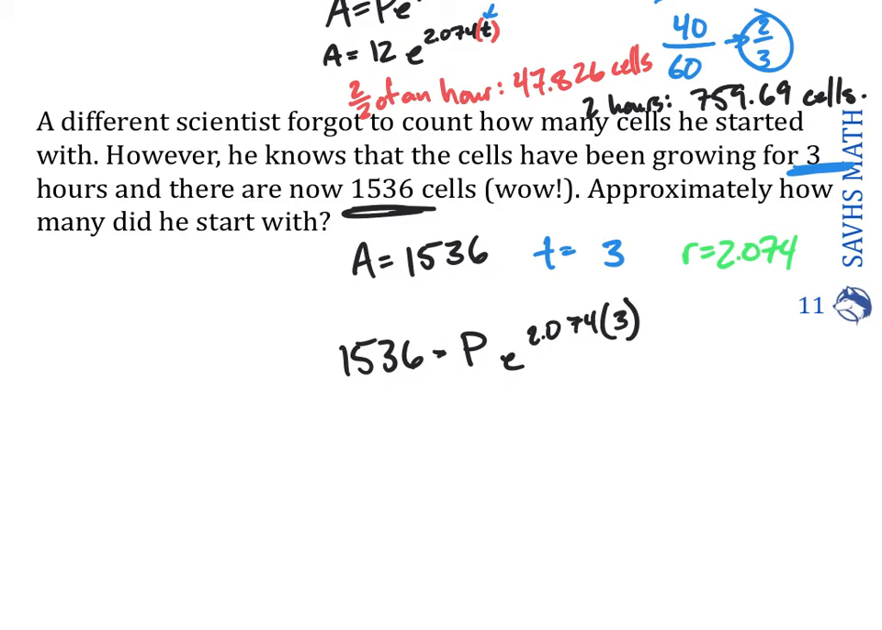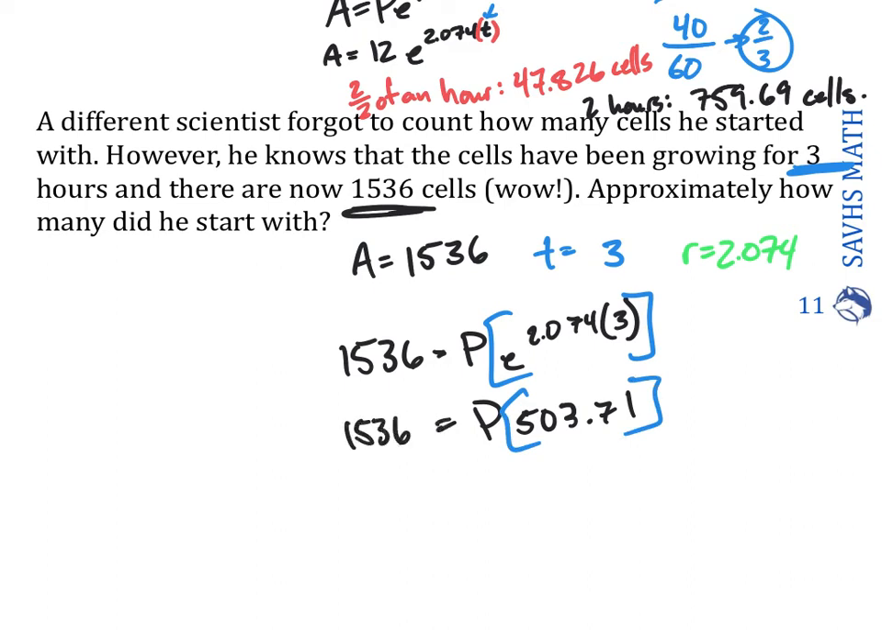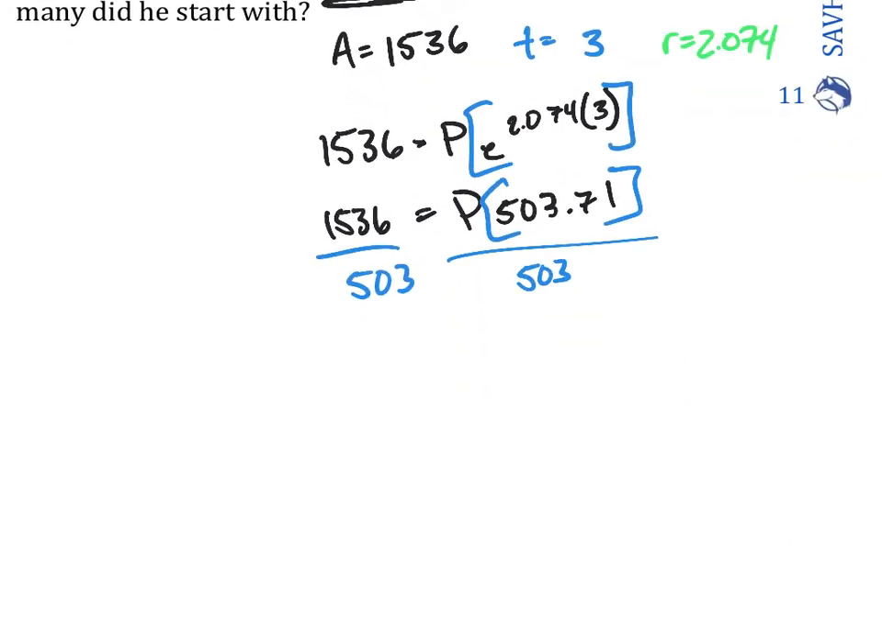Okay, so you can do the 2.074 times 3, and you get 503.71. We'll say 71 P. All of this is what this is when I put that in my calculator. Okay, equals 1536. So then when we divide by 503, we get 1536 divided by 503.71.